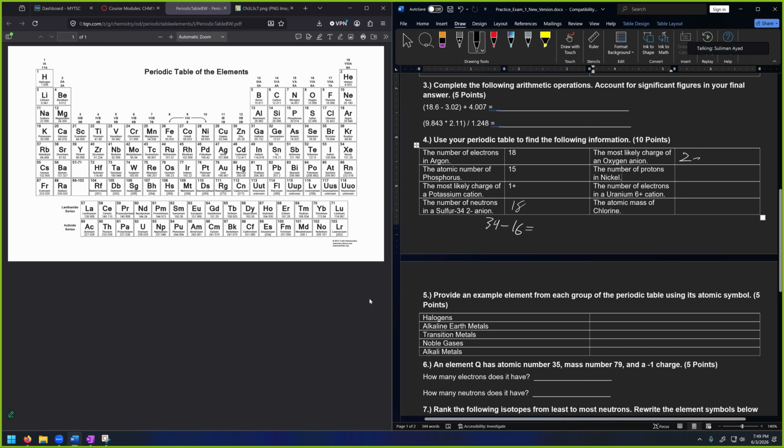Number of protons in nickel. Once again, just find nickel, 28.